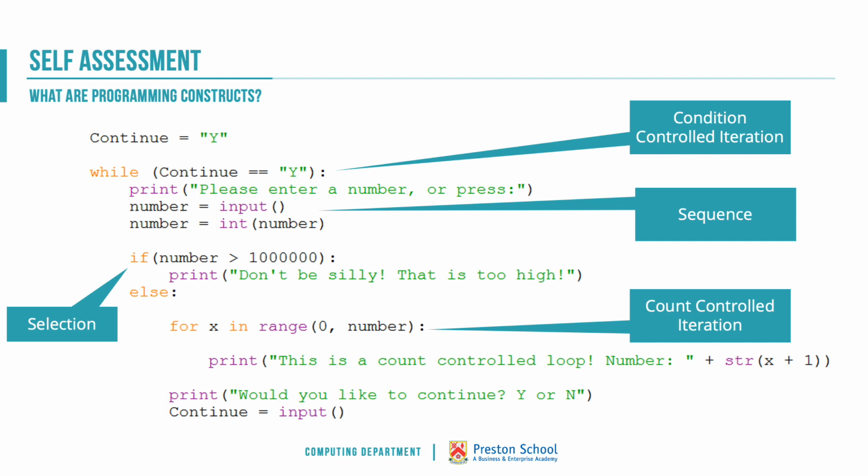So there are our examples. We've got condition controlled iteration at the start. We've then within that got a bit of sequence. We've then got a bit of selection in terms of our if statement. And then we've got some count controlled iteration at the bottom. Now, if you understand this program, you understand all of the programming constructs. In the exam, you might need to define them or you might need to identify them within a piece of Python or OCR exam reference language that's given to you.